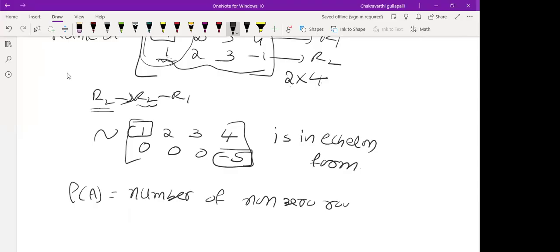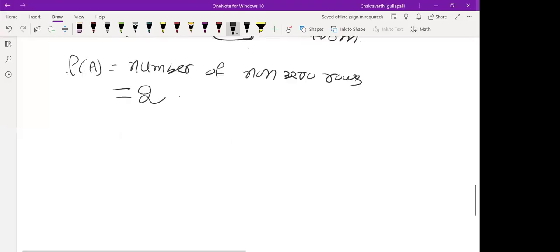Non-zero row means not a zero row. If everything is 0, it is a zero row. Otherwise, non-zero. So this is a non-zero row. Here everything is not 0; some non-zero element is there. If zeros and non-zero elements are both there, it is a non-zero row. Everything 0, zero row. So how many non-zero rows? 2. So the rank is 2. Like this, we can easily find rank instead of determinant; this would be easy.